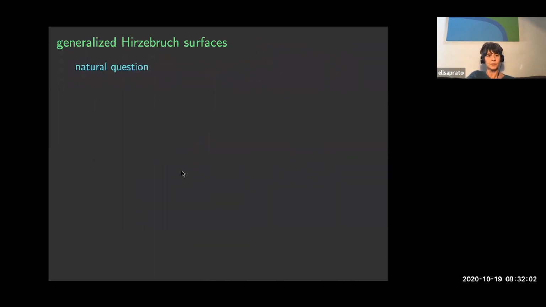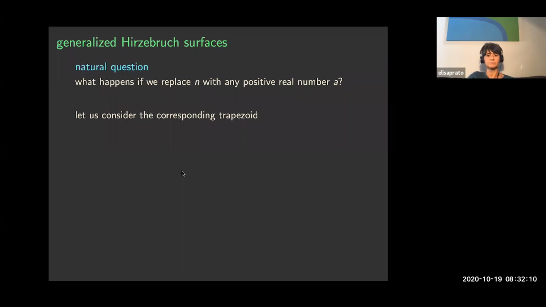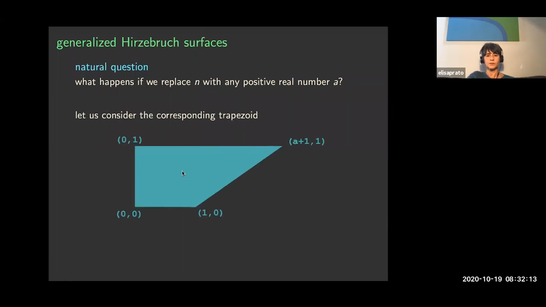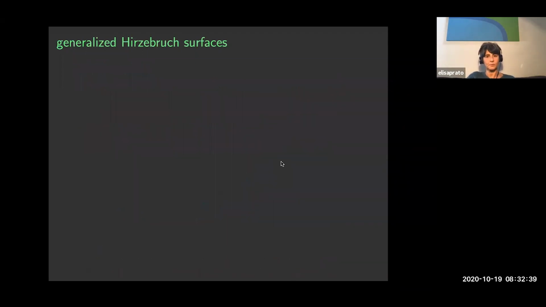And the natural question is, what happens if we replace n with any positive real number a? One gets this trapezoid where this vertex now has coordinates (a+1, 1). And if a is irrational, this trapezoid is not rational with respect to Z². And we want to keep, for reasons that will be clear as we go on, this lattice fixed.